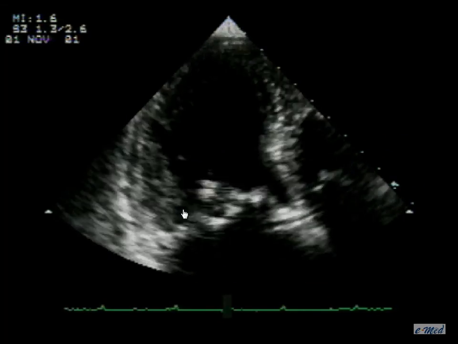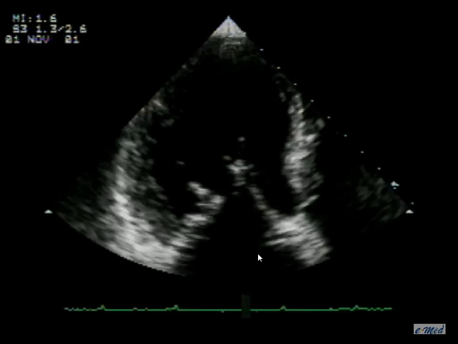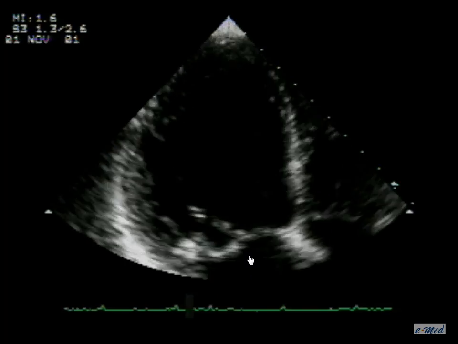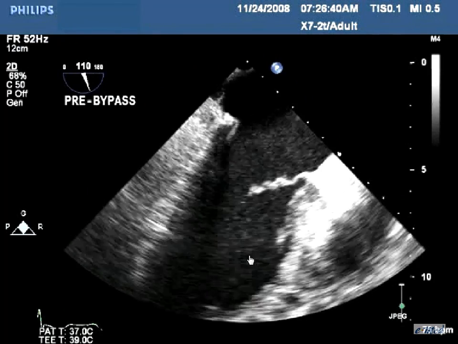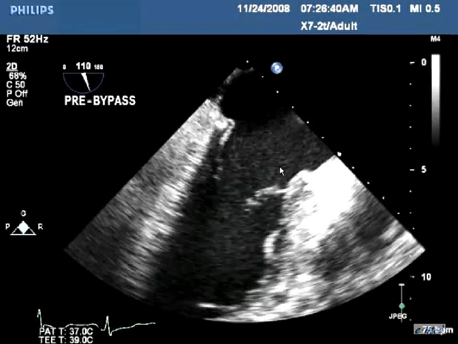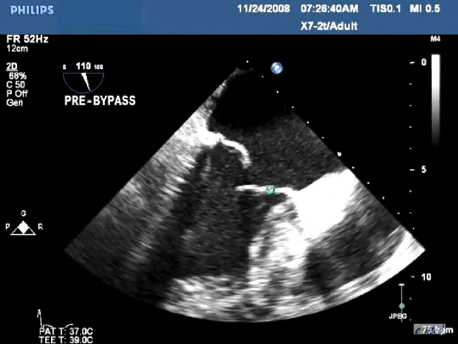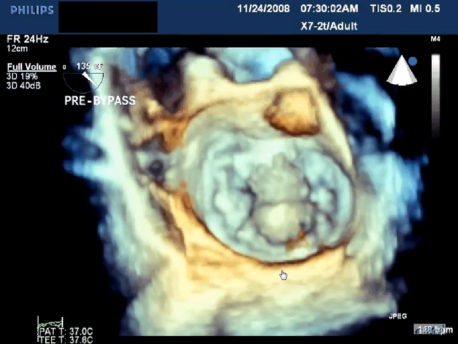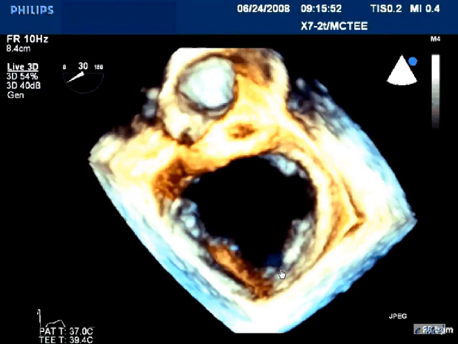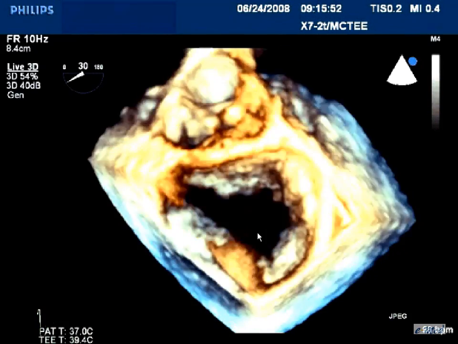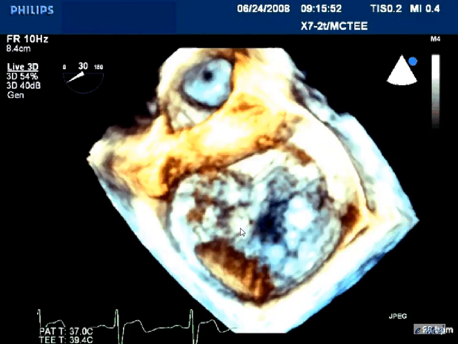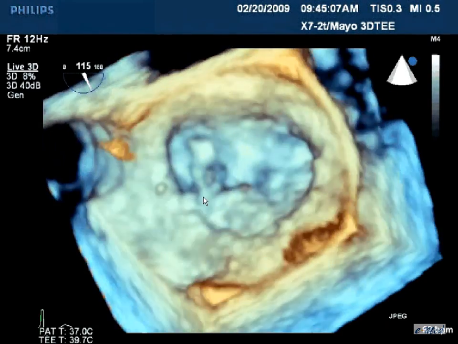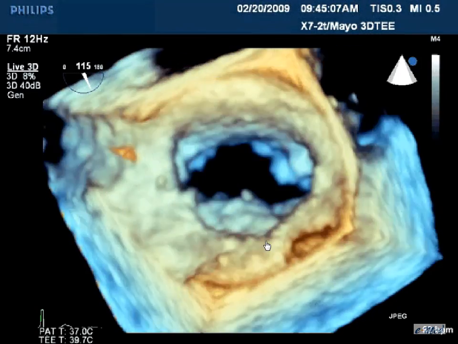Here it's less impressive, but you still see a flail leaflet, and there is a little ruptured cord that we see. What does that mean? You can see it by transthoracic. You can see a flail leaflet by transesophageal echo. You can see it by 3D echo, which is very beautiful. And you see here a ruptured cord of the posterior leaflet, isolated. And you see a ruptured cord of the posterior leaflet here in a patient who was previously operated.